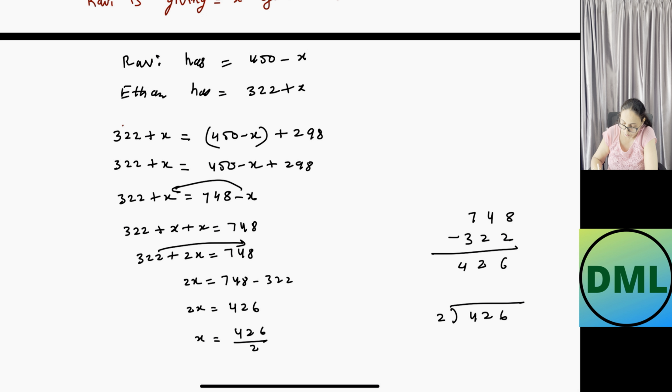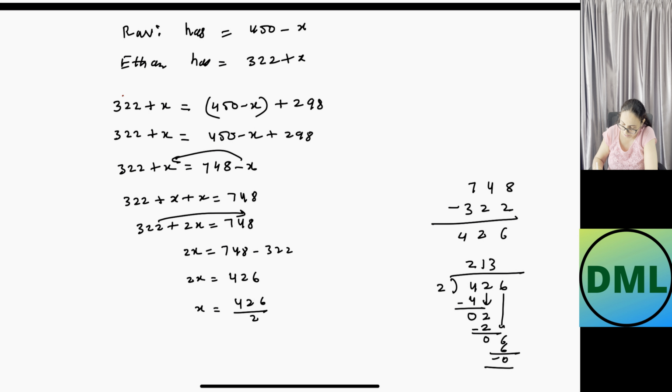426 divided by 2. 2 times 2 is 4. So 2 2s are 4. Subtract it, it will be 0 here. This 2 will come down here. 2 1s are 2. I can divide it. Subtract it, 0. This 6 will come down here. 2 3s are 6. And if you subtract it, your answer is 0 here. So X is 213 game cards. I am directly getting the answer here that Ravi is giving 213 game cards to Ethan, as I supposed that Ravi is giving X game cards to Ethan.